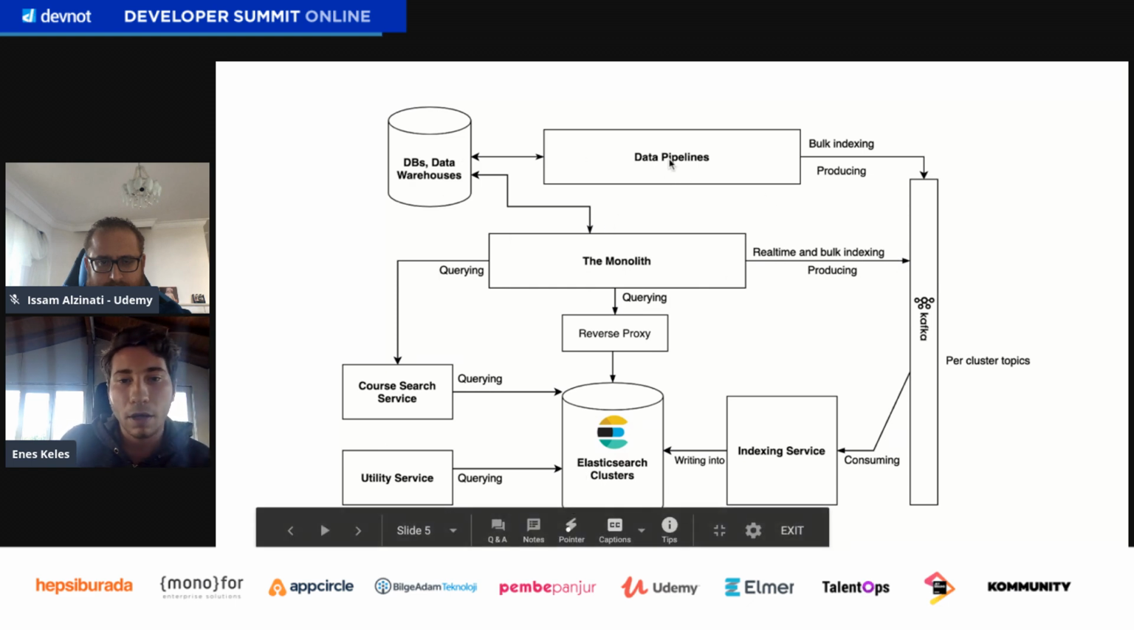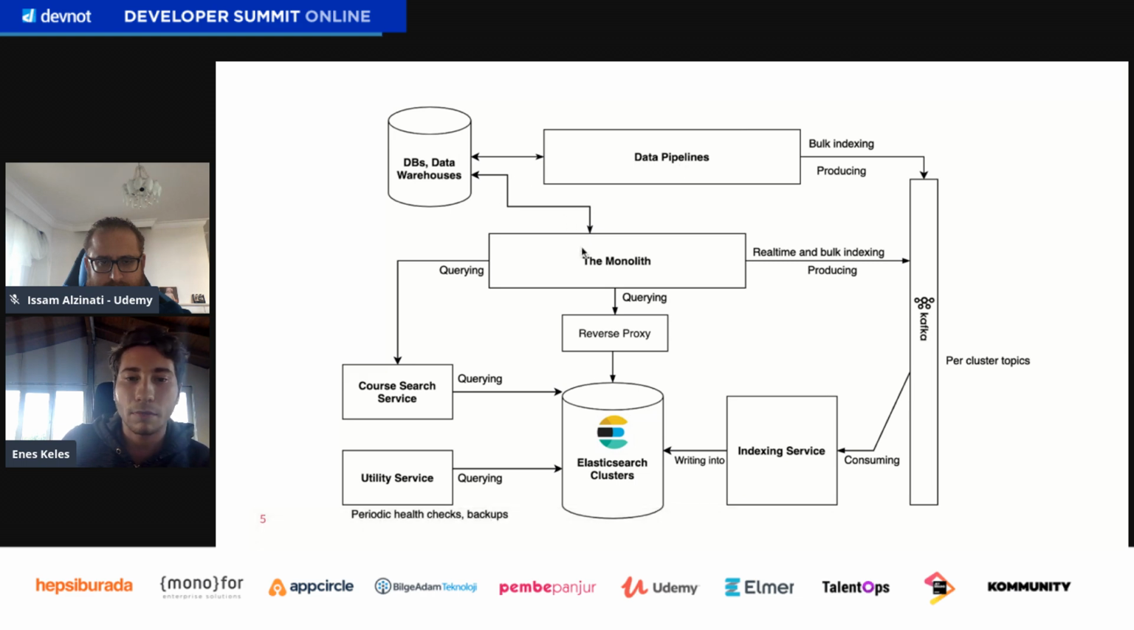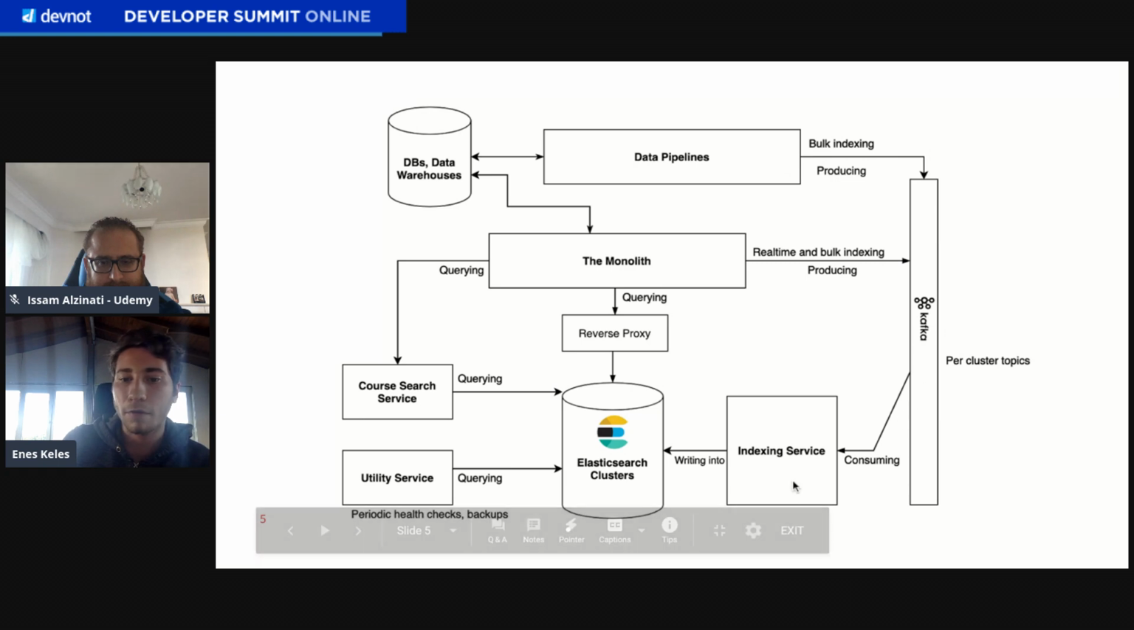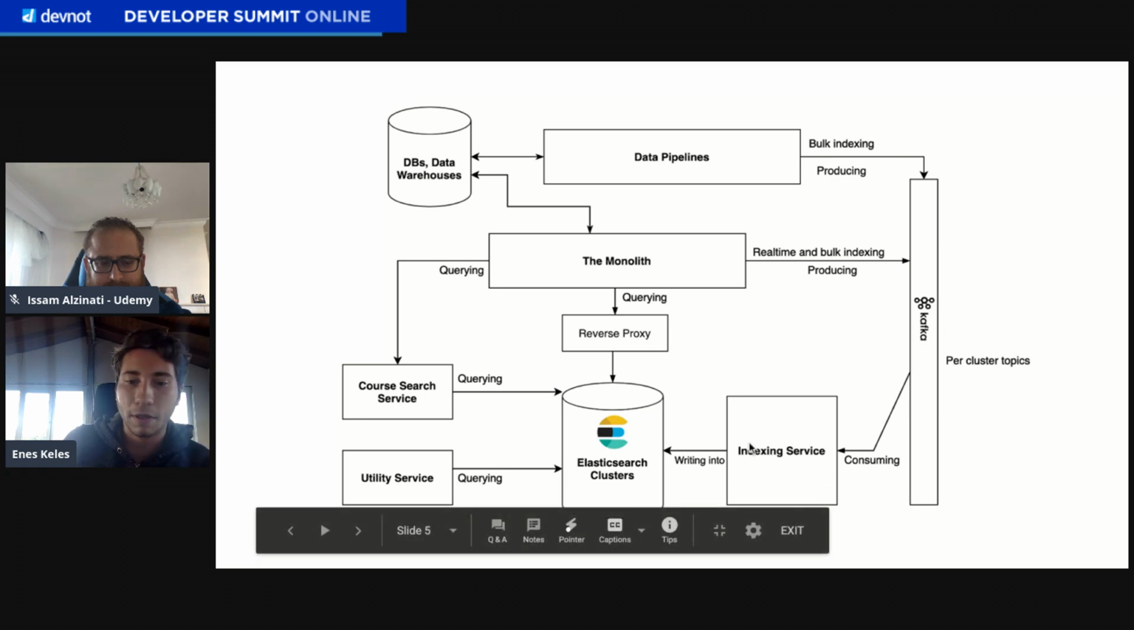We also have the data pipelines. The monolith is connected to data warehouses and some SQL databases, and it writes the data in there and reads from there. We also have the data pipelines reading from these data warehouses and doing the bulk indexing. They publish the bulk indexing jobs to Kafka, and from Kafka we read the jobs in the indexing service and write into Elasticsearch clusters.